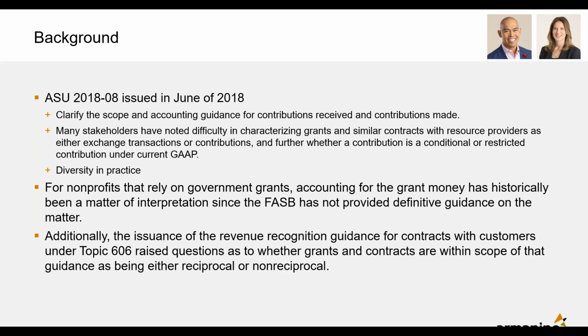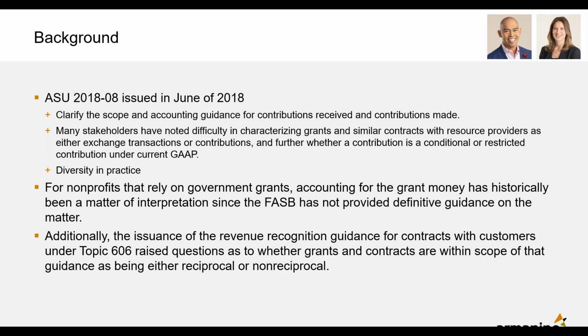It'll be applicable here coming up. But what that did is it threw a further wrench in the whole confusion, difficulty, and diversity in terms of recording and recognizing revenue for nonprofits. Just a quick clarification here: when 606 came out, contributions were always scoped out of that guidance.